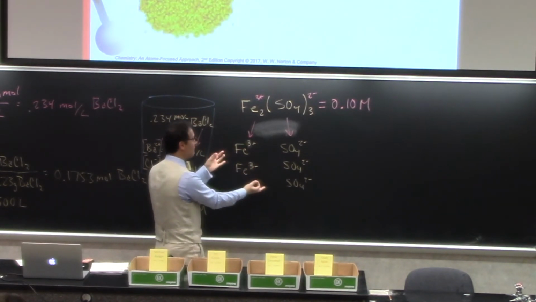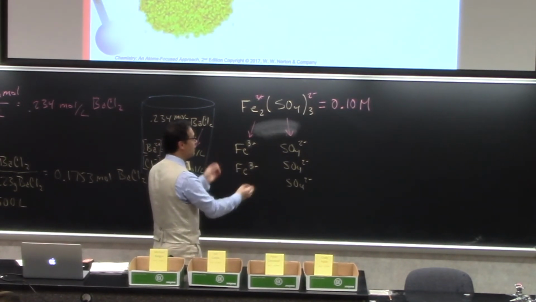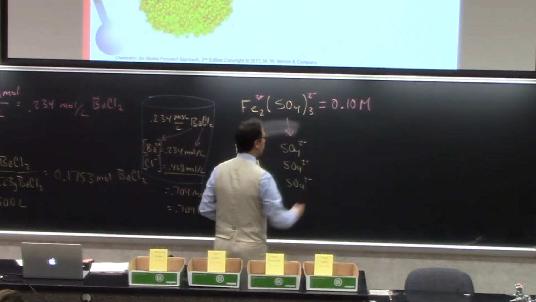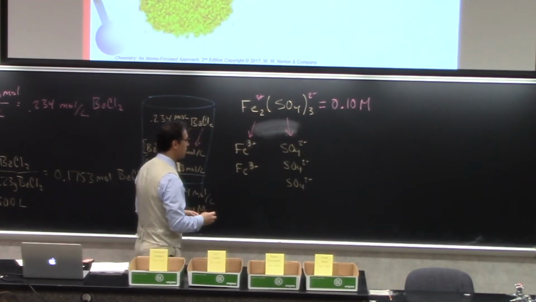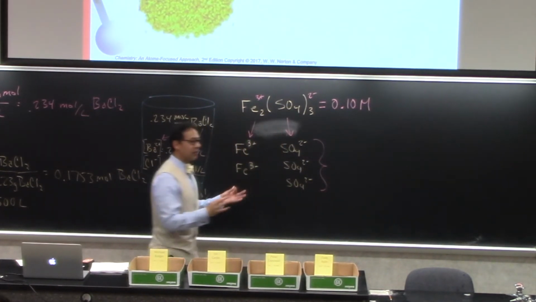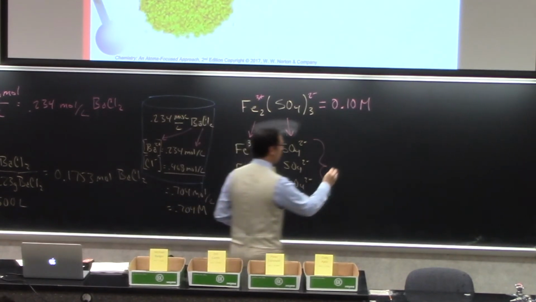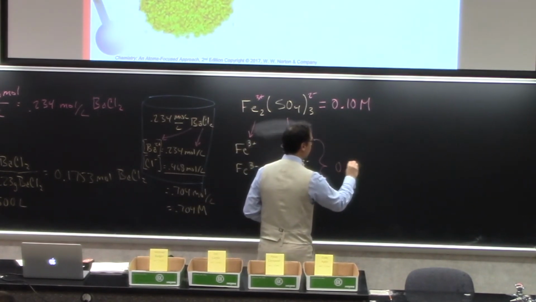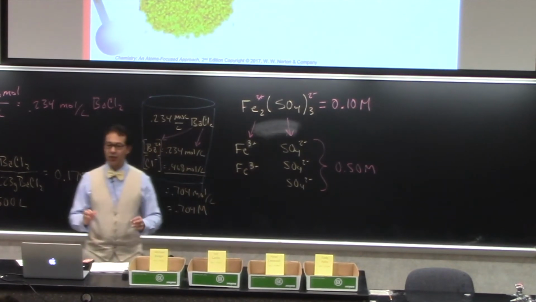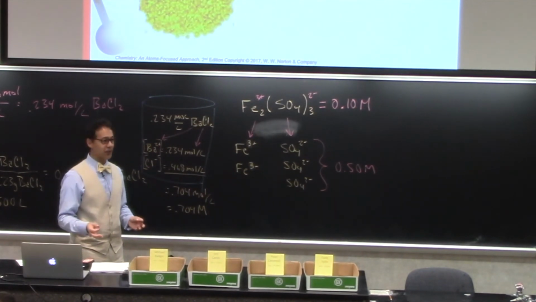So we have 5 possible ions here, and each one of them has the concentration of 0.1 molar. And so when we add this all together, this is going to give us a final concentration of 0.50 molar. That's the total concentration of all of the ions.